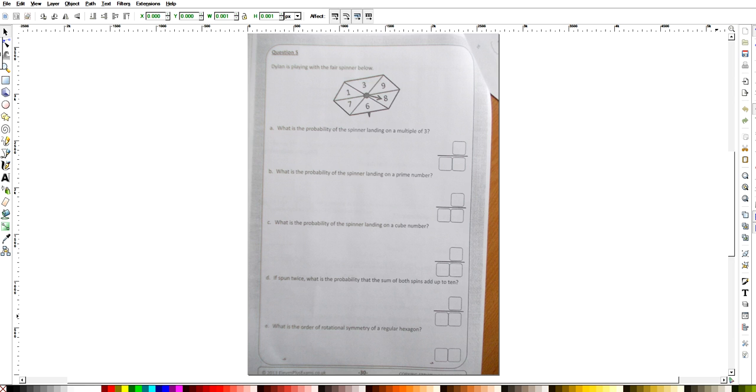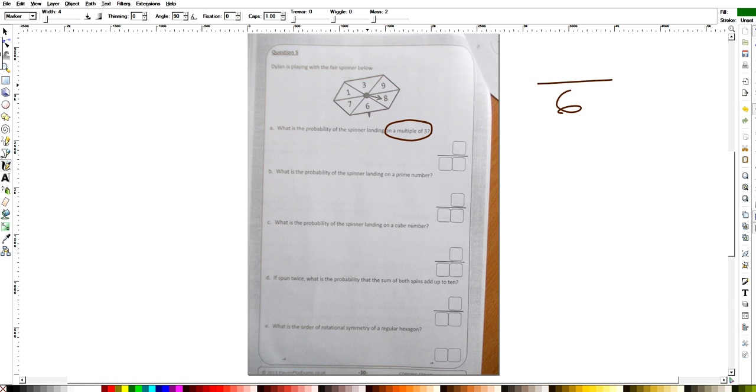Dylan is playing with the space spinner below. What is the probability of the spinner landing on a multiple of 3? Okay. Now, how many possibilities do we have, Alishba? 6 possibilities, that goes on the bottom. How many of them are multiples of 3, which means in the 3 times table? That is 2 out of 6, which is the same as a third.